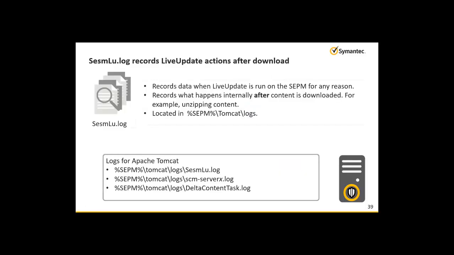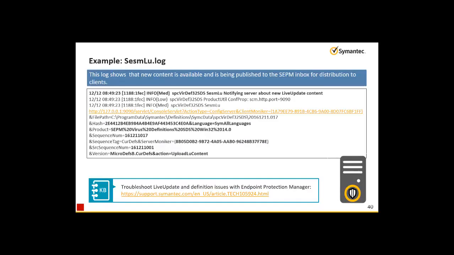The SEPM lu.log records when live update is run on the SEPM for any reason. It records what happens internally after content is downloaded, for example, unzipping content. The SEPM lu.log is located in the SEPM under Tomcat in the logs directory. In this example, the logs show that new content is available and is being published in the SEPM inbox for client distribution. For more information on the SEPM lu.log, see the KB article shown on the screen.